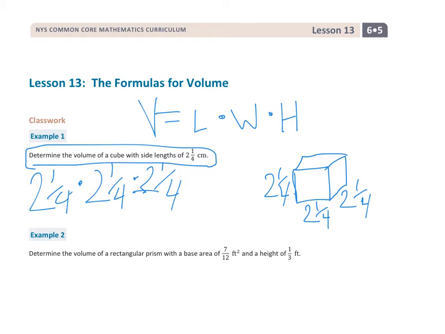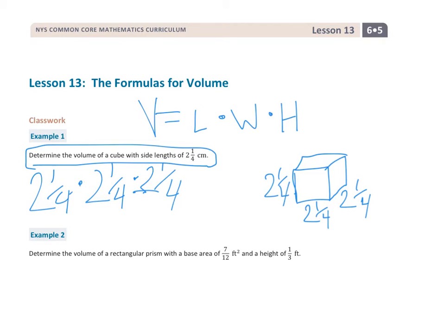Now you can do this a couple different ways. You could turn these all into improper fractions and just multiply them. Or you can turn it into a decimal and use a calculator. So what's 1/4 as a decimal?